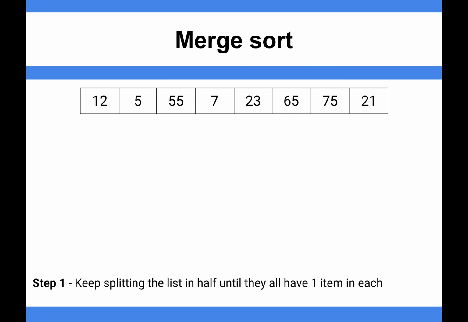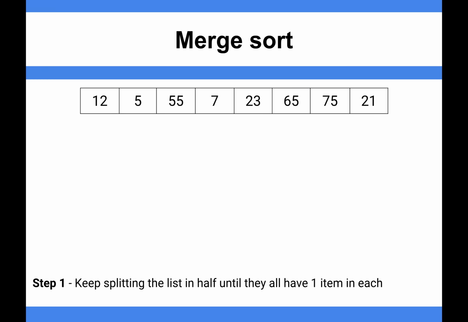Okay, the merge sort is another sorting algorithm. Essentially, if we take an unordered data set like we've got at the top, the way a merge sort works is the first thing it does, step one, is it keeps splitting our list in half. If you imagine this is a data structure, I'm going to refer to it as a list of data. It keeps splitting this in half until I've got lengths of one.